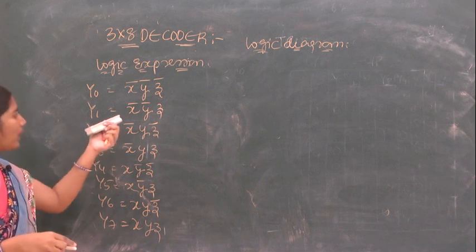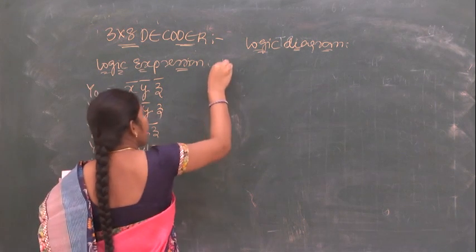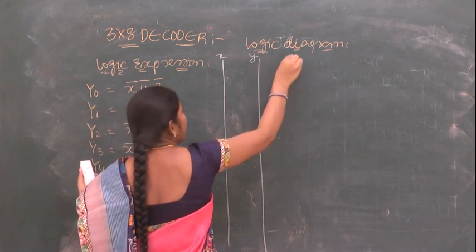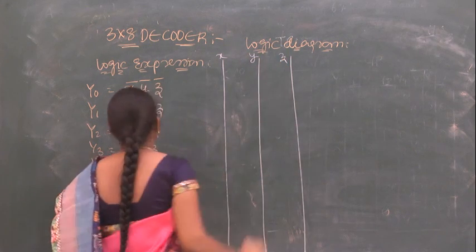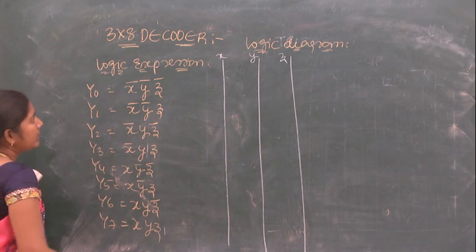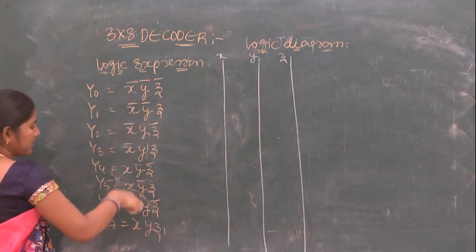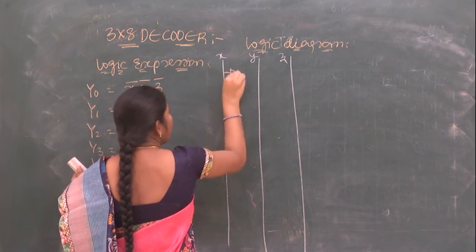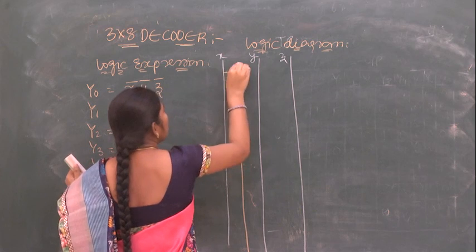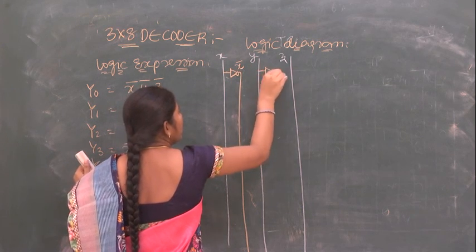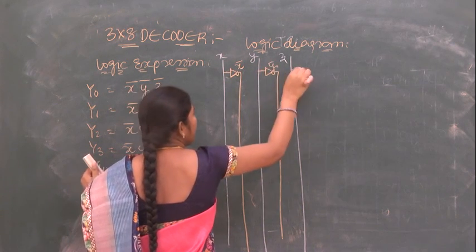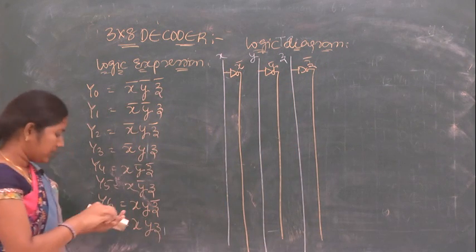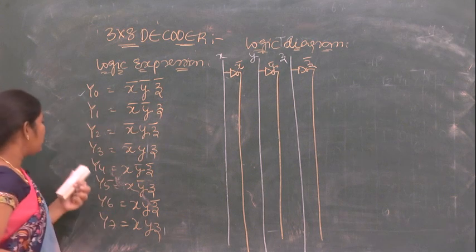To develop the logic diagram, we require basic inputs. Here the inputs are X, Y, Z, and sometimes they are also in complemented form. So I am taking the complemented inputs by using NOT gates: X bar, Y bar, and Z is given to one NOT, so I get Z bar. Fine. Now we will develop all the outputs one by one.